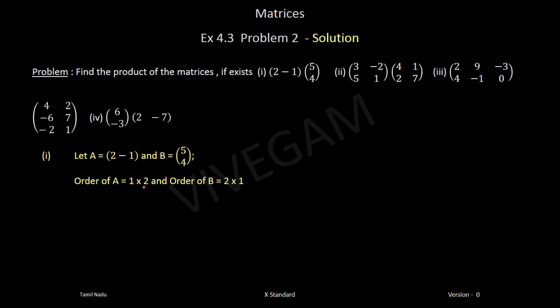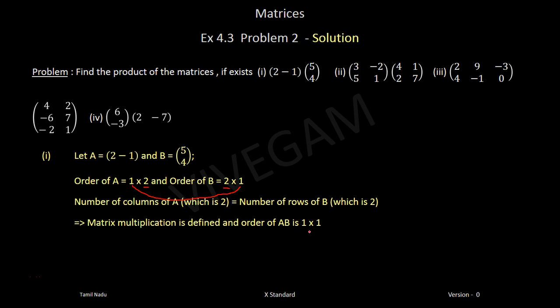As you can see, the number of columns in the first matrix is equal to the number of rows in the second matrix. So the matrix multiplication is defined, and the resulting matrix has the order of what is left over. So the order will be 1 by 1. The condition is fulfilled, that is, the number of columns of A equals the number of rows in B. So the multiplication is defined, and the order of the resulting matrix AB is what is left over, 1 by 1.